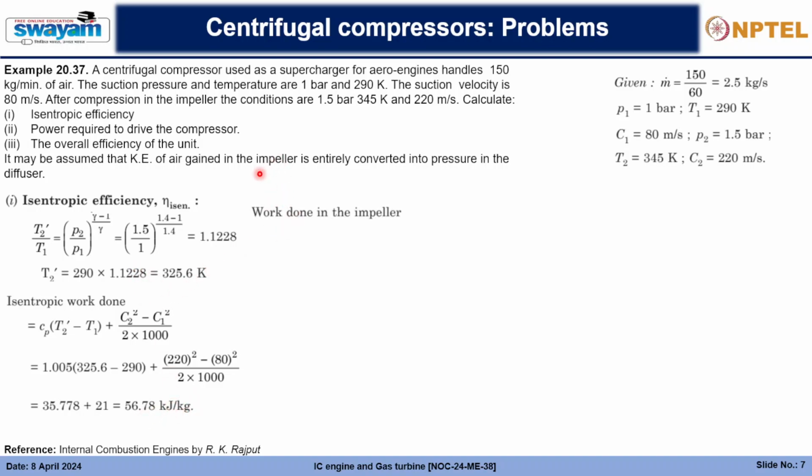Next, we will have to calculate the work done in the impeller. So the work done in the impeller will be Cp into T2 minus T1.